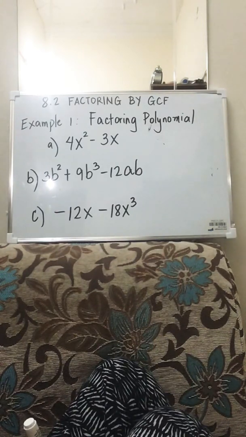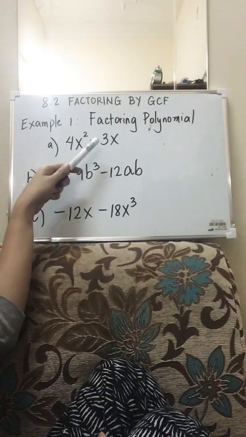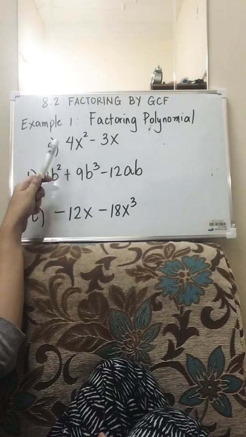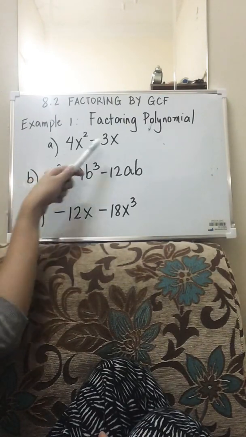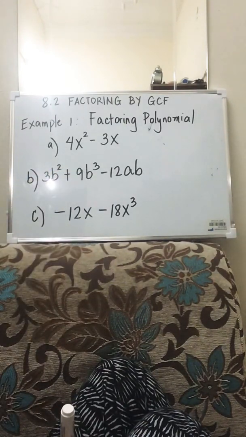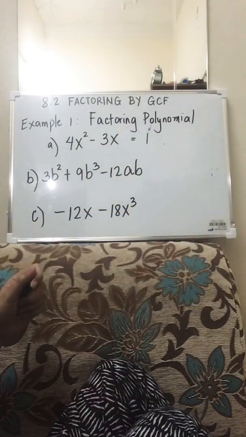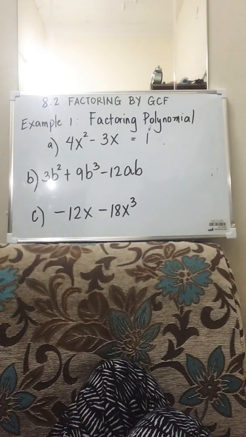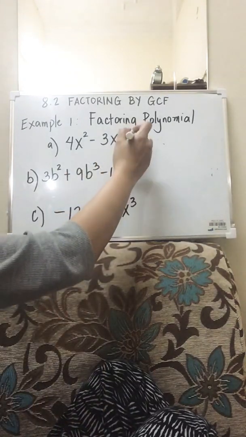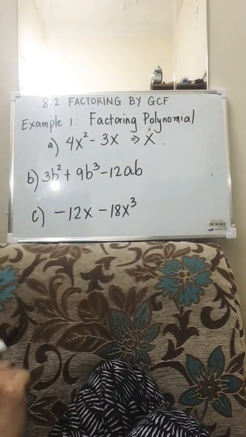In letter A, we have this polynomial, and what kind of polynomial is that? This is a binomial, 4x squared minus 3x. Given this binomial, let's take the GCF of the coefficients first. What's the GCF of 4 and 3? That is 1, right? So take note of that. The GCF is 1. What is the GCF of x squared and x? We all know we take the variable with the lower exponent, so we take x. No need to put 1 because the coefficient is understood to be 1.